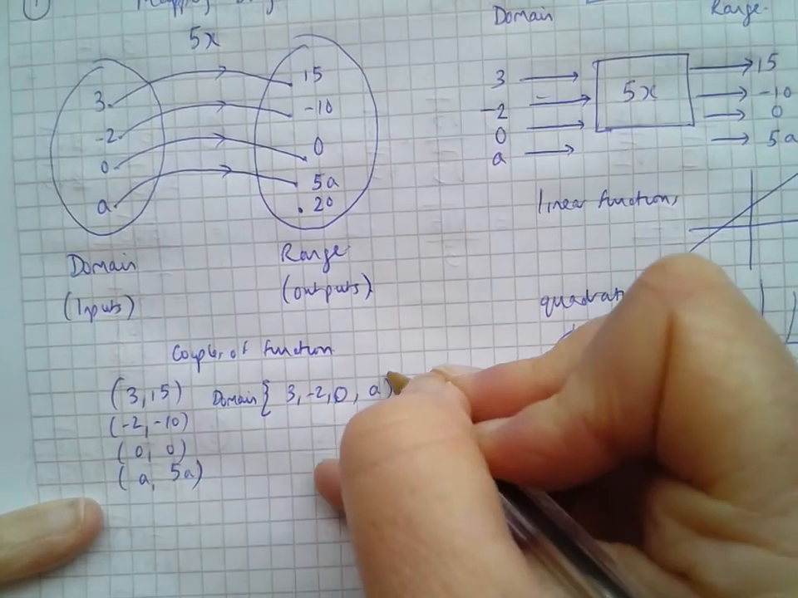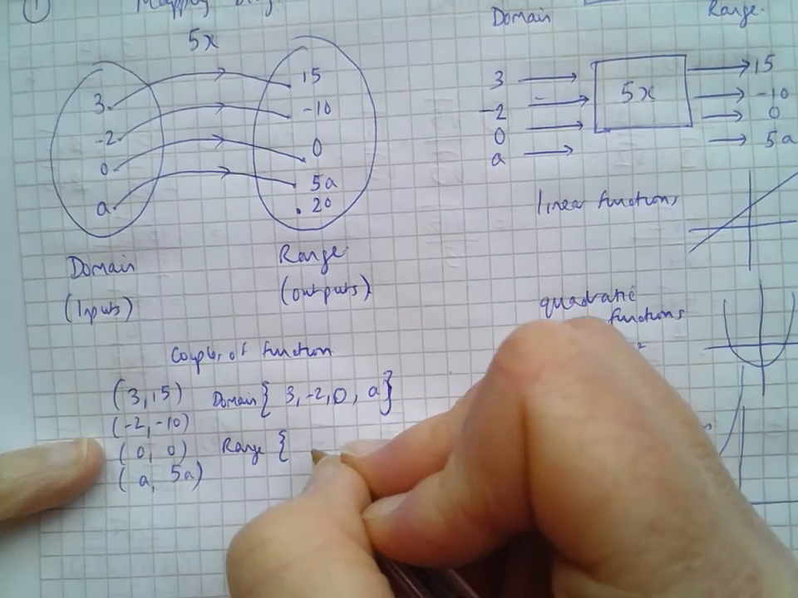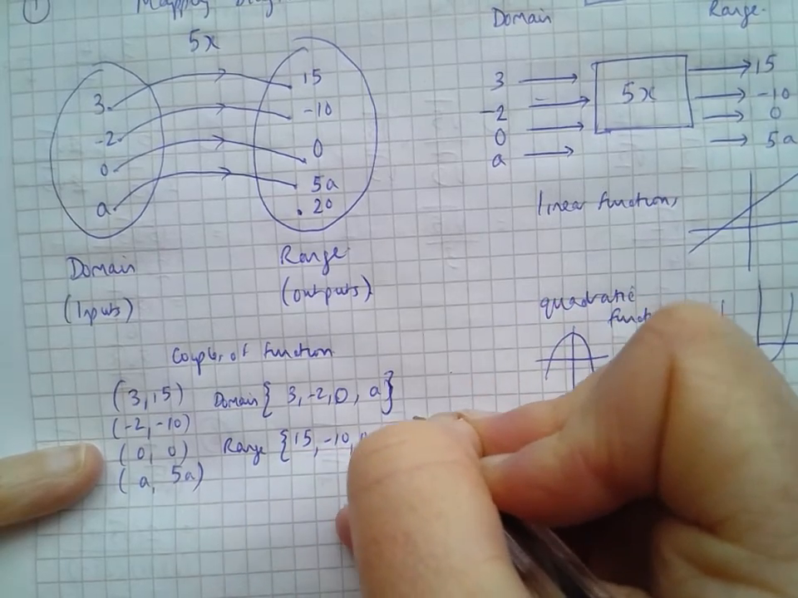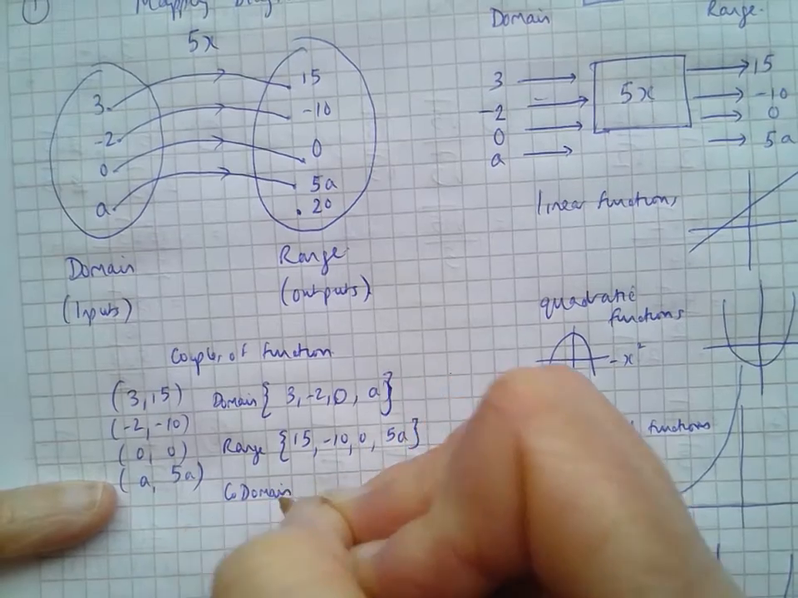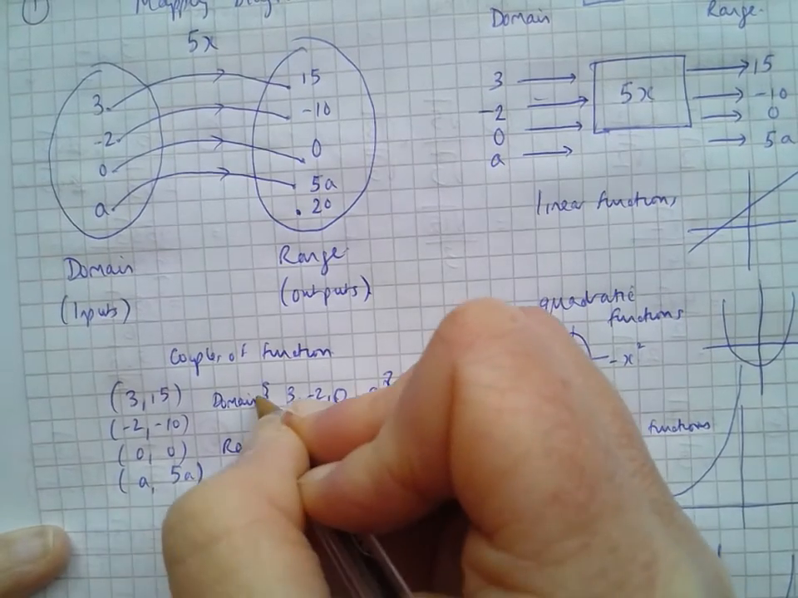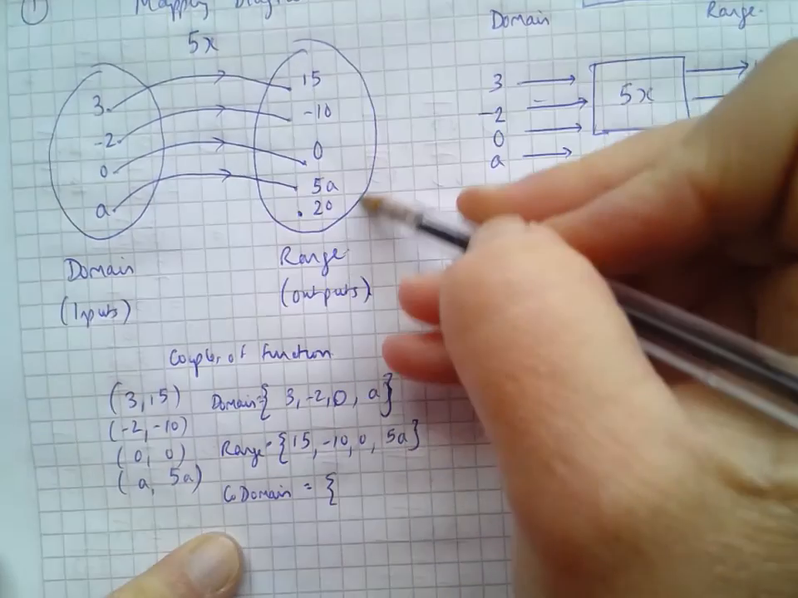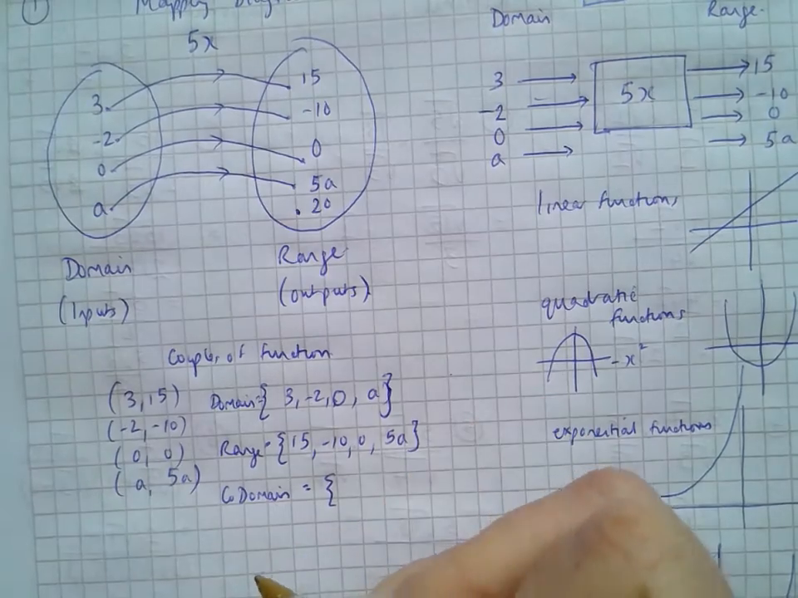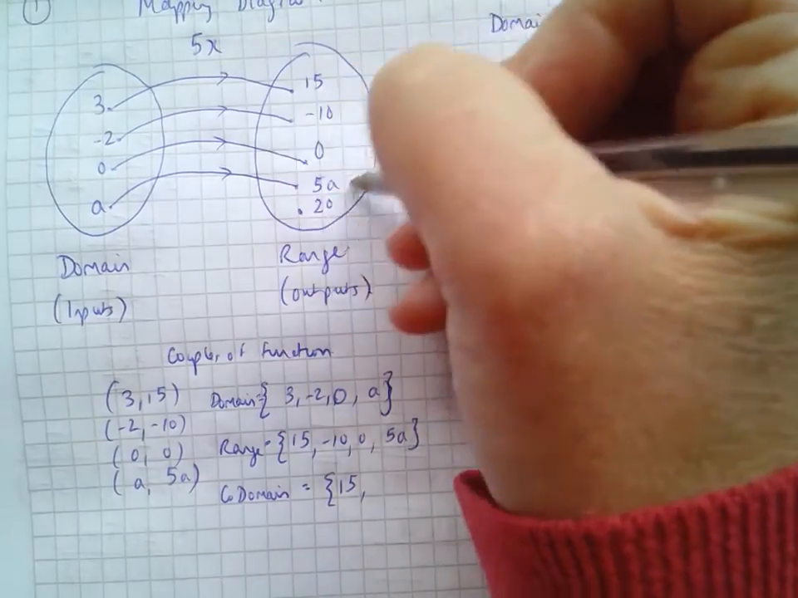We use curly brackets, set brackets, for this. The range is 15, minus 10, 0, and 5a. And now there's a thing called the codomain, which people always find a bit puzzling. The codomain is anything in this range circle. So even though it's got the name domain in it, it's actually referring to the range. Anything that's in that set there of that circle is the codomain.